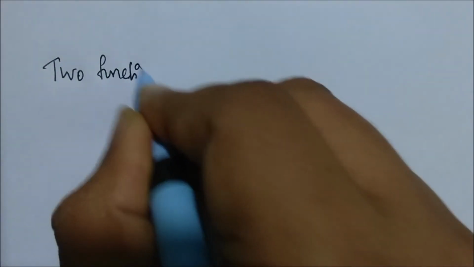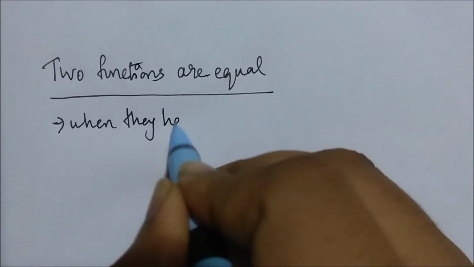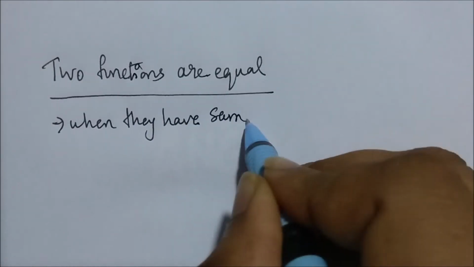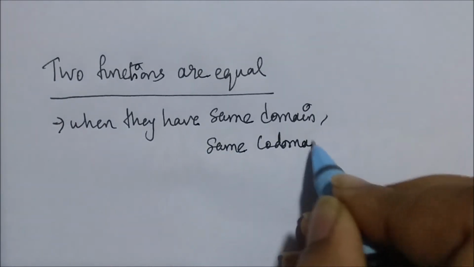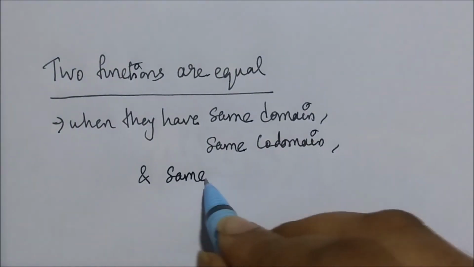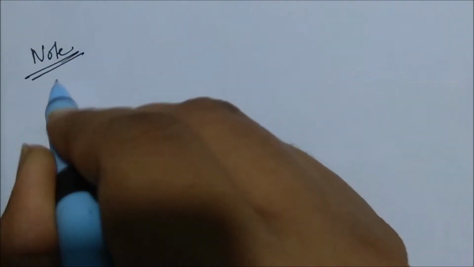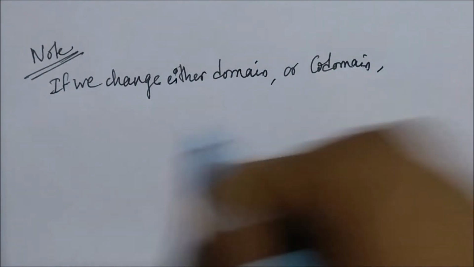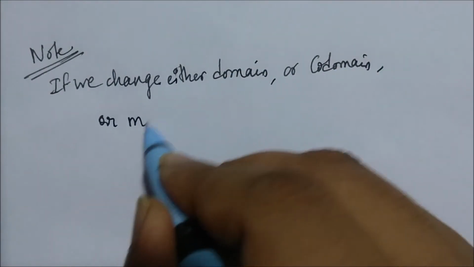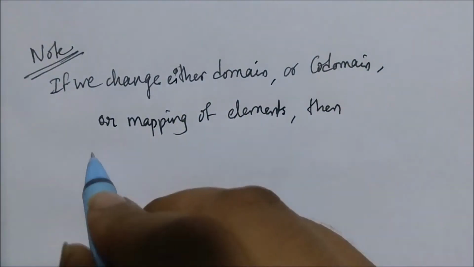And when do we call two functions equal? So two functions are equal when they have the same domain, they have the same codomain and the same mapping of elements from the same domain to the elements in the same codomain. When we have the same assignment, same domain, same codomain, we call two functions equal. And we have to understand that if we change either the domain or the codomain or the mapping of the elements, then we get a different function.